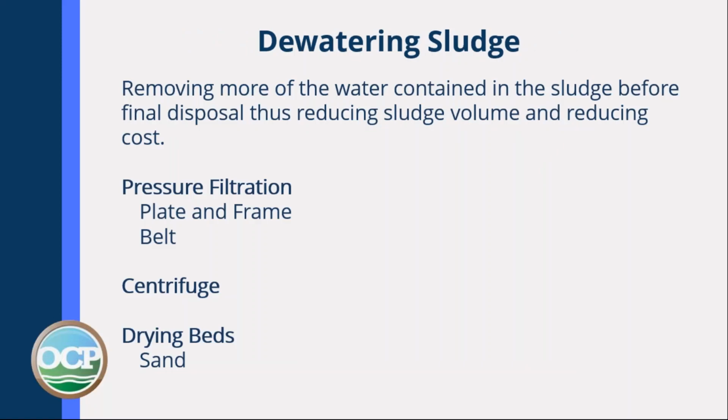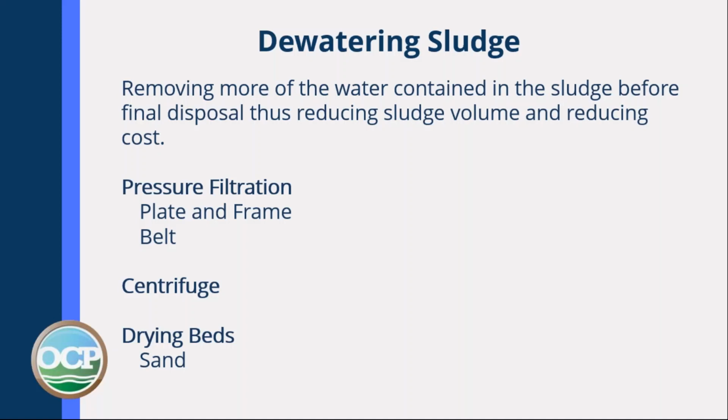Okay, we're done with the anaerobic digester. Now you've either digested your sludge aerobically or anaerobically. Now you've got to get rid of your sludge. What you have to do first is remove more of the water contained in the sludge before final disposal, thus reducing the sludge volume and reducing the cost to dispose of this sludge in a landfill.